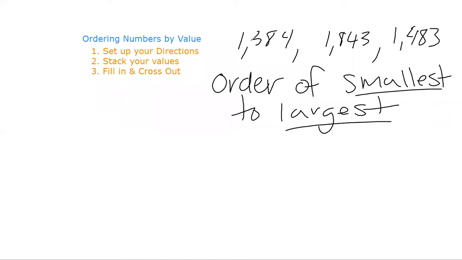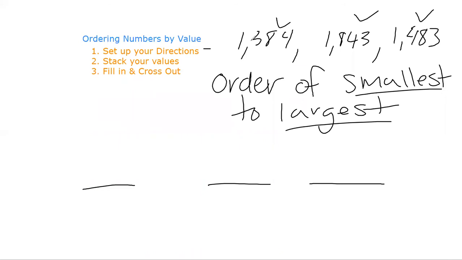Sometimes it might be the least to the greatest, right? So we have to understand what those words mean. We'll talk a little more about that. But let's go ahead and just set up with this. I have 1, 2, 3 numbers, right? So I'm going to set up with my directions. So if I have 3 numbers, I need 3 blanks. I know I'm going to fill those in with these numbers.